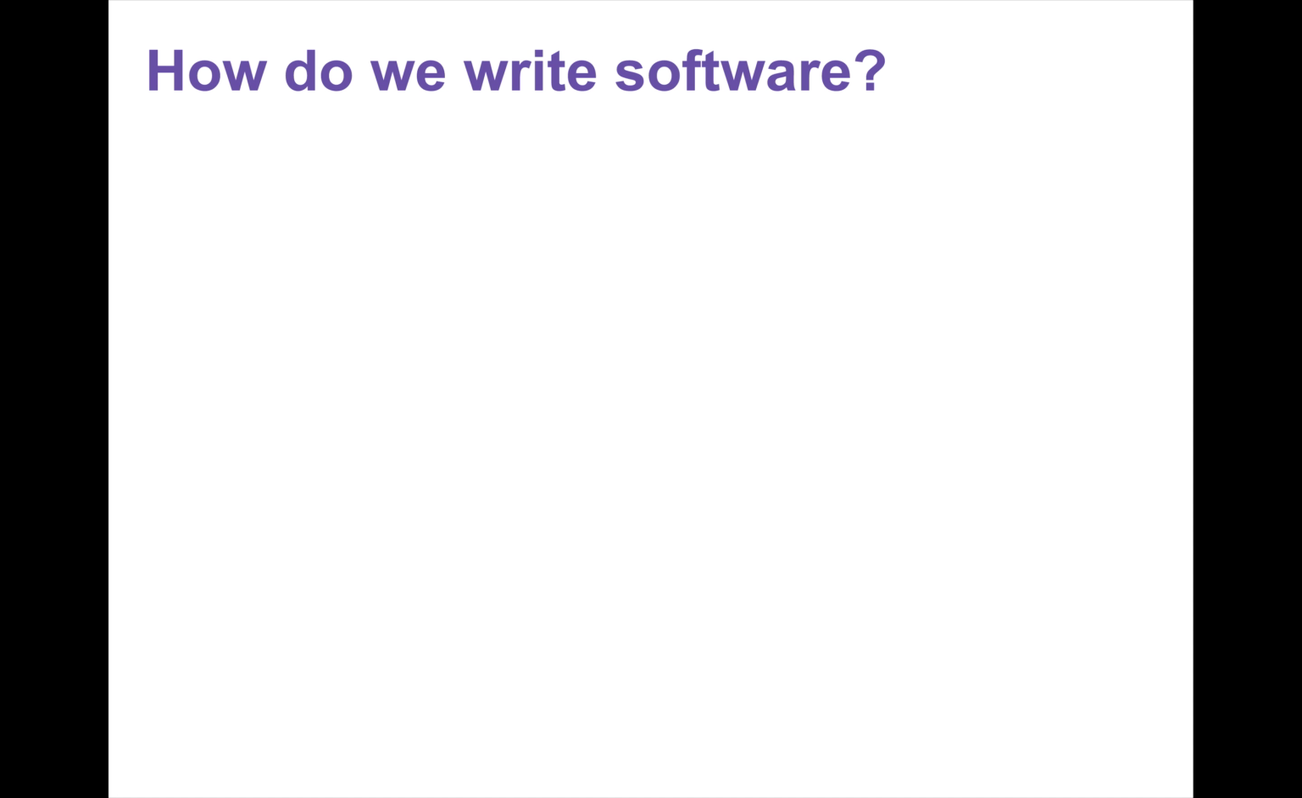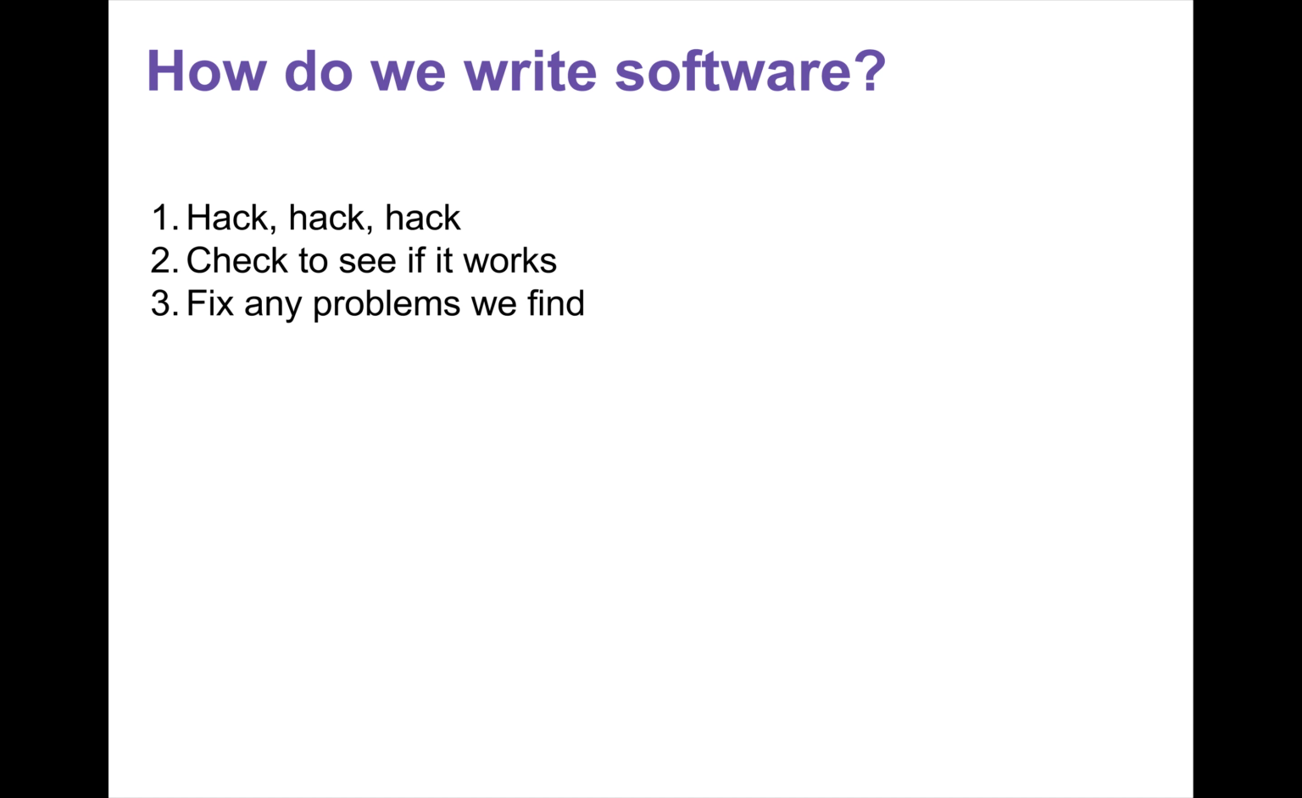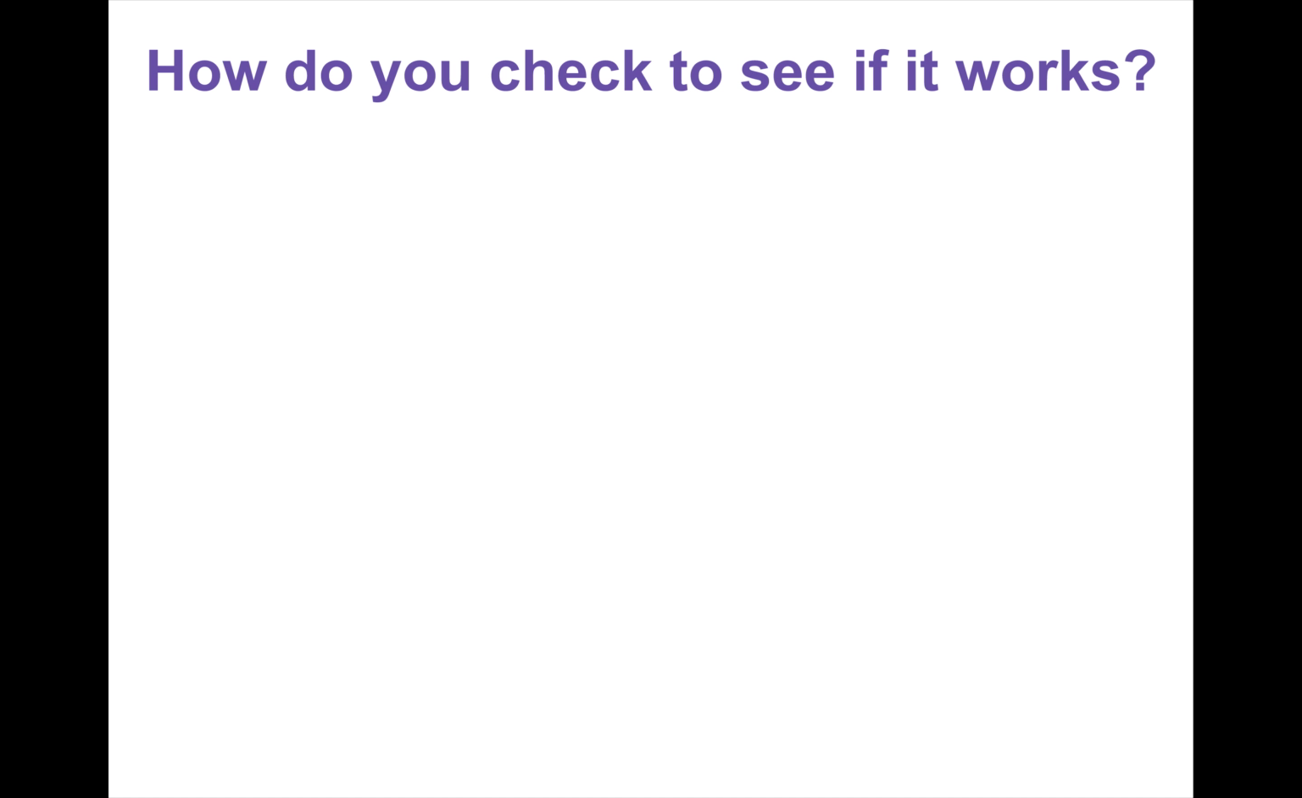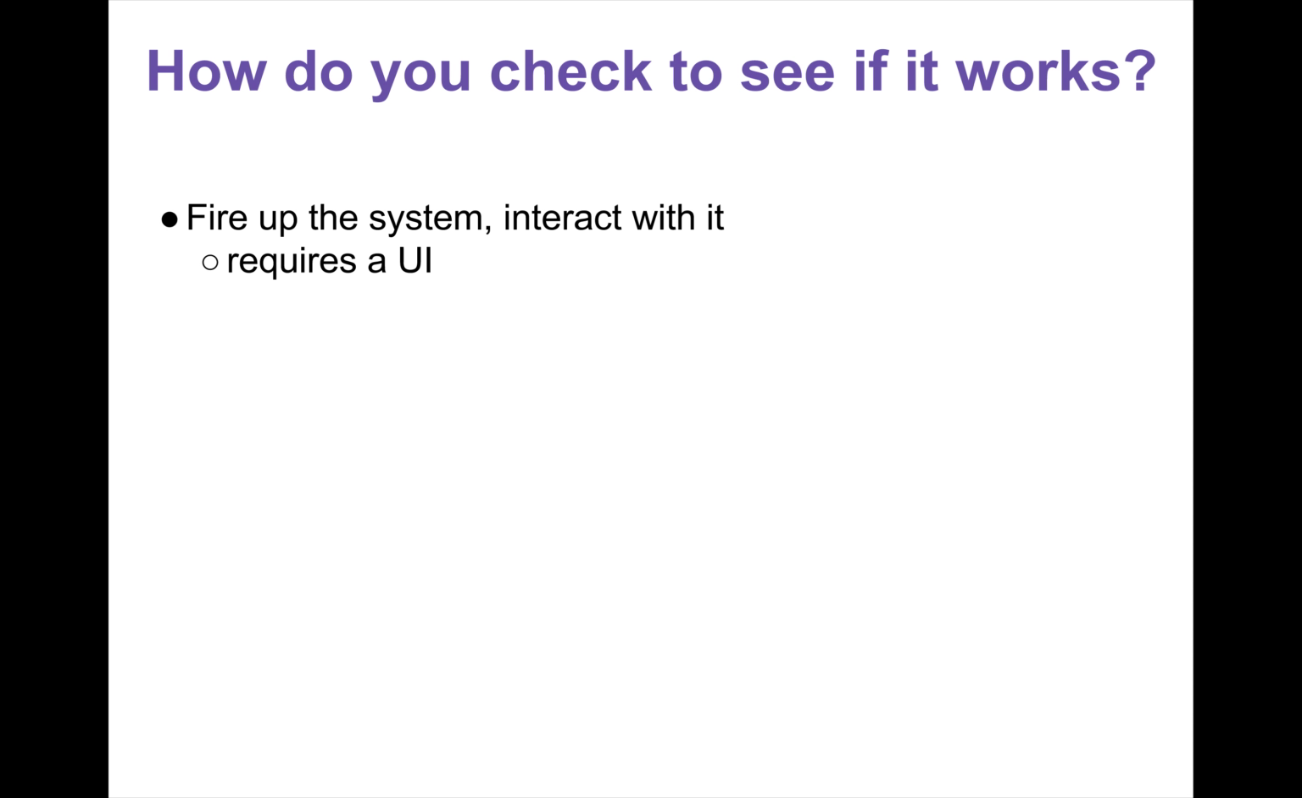So how do we normally write software? You write the code, then you check to see if it works, and if there are any problems, you fix them, and so on. Now, how do you actually check to see if it works? I gave you a simple test.html that you can use. If you actually finish building the game completely, you can fire up the UI and actually play the game yourself and check to see that it's working as expected.